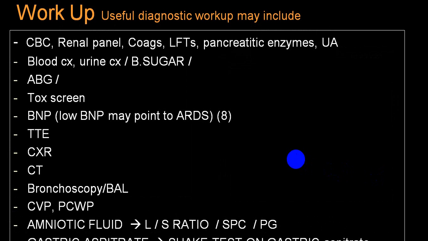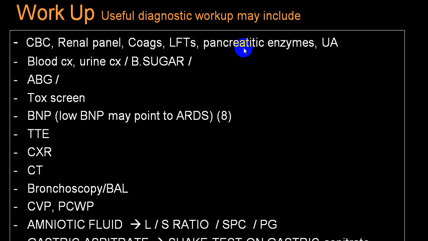Other tests we already told you: BNP will by and large be markedly elevated, or N-terminal pro-BNP will be elevated, in cardiogenic. You can go for bronchoscopy and bronchoalveolar lavage to find out the ARDS group. We already told you pulmonary capillary wedge pressure: if it is more than 18, more in favor of cardiogenic; less than 18, more in favor of non-cardiogenic or ARDS.